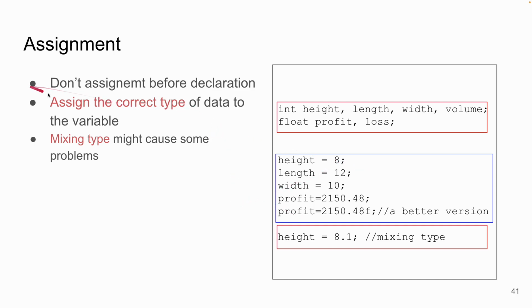So one important thing is that if you need to do the declaration first and then assignment, please don't assign value to the variable before declarations, because C doesn't know there is this variable before declaration. So C doesn't know where to assign if you don't declare the variable first. And the next thing is that please assign the proper type of data to the correct type of variable.